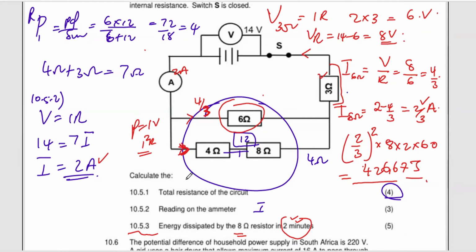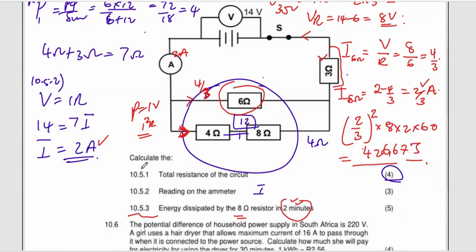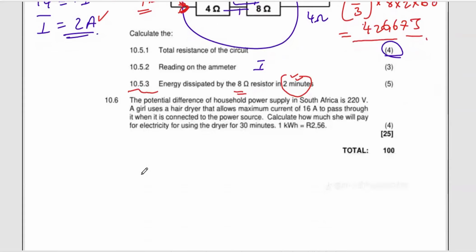Okay, then 10.6, the last one. The potential difference across will be 220, and the current is just 16 amps, and the time is 30 minutes, so 30 times 60, which is like 1.8.